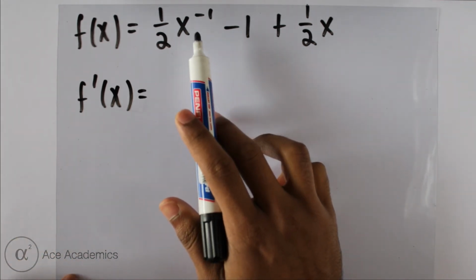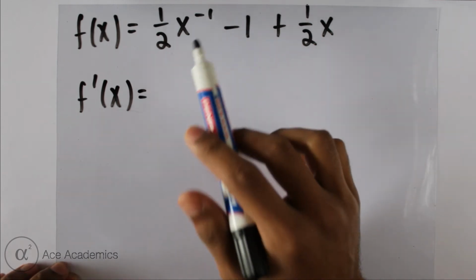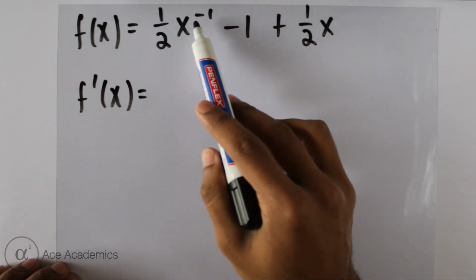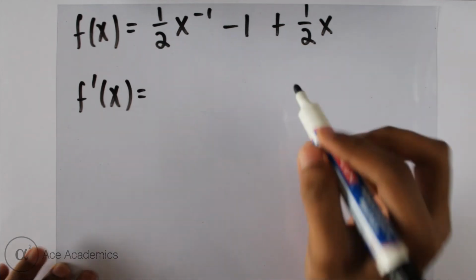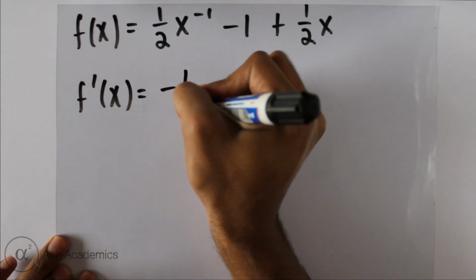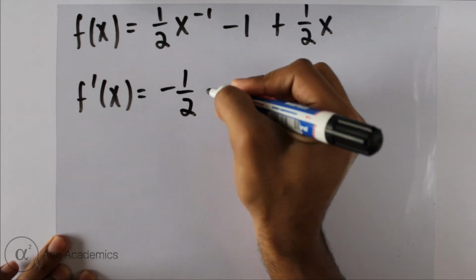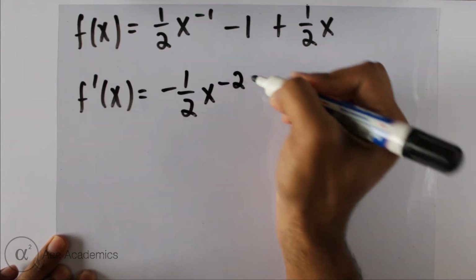The first term, the exponent is negative 1. So it's the power rule. We take the exponent and we multiply it by the coefficient. So a half multiplied by negative 1 is simply negative a half. And we remove 1 from the exponent. So that's x to the negative 2.